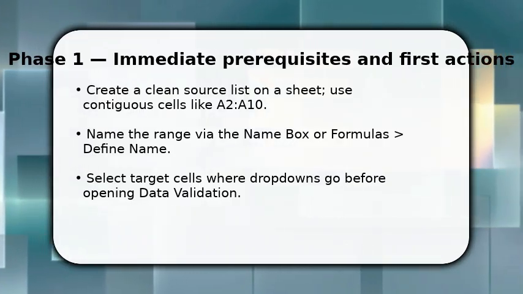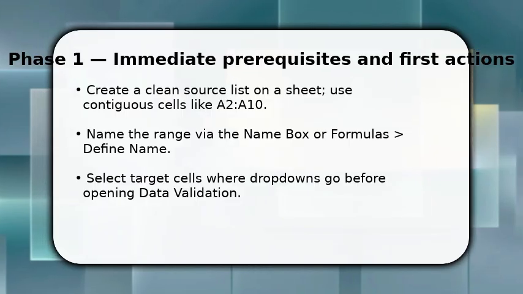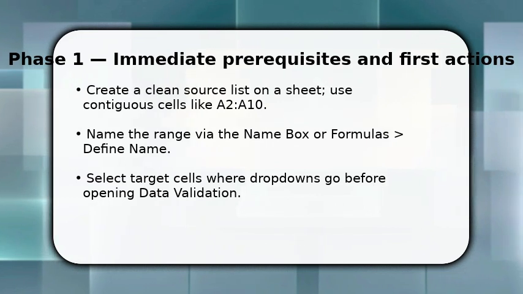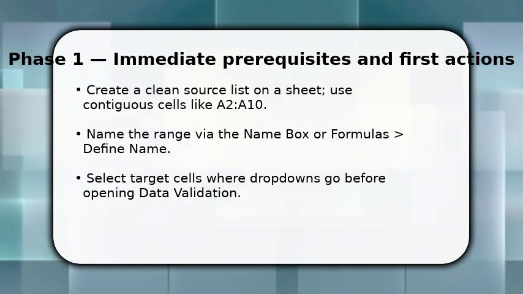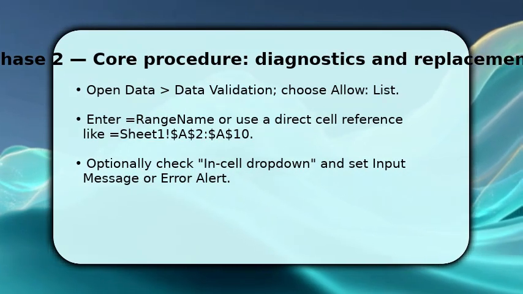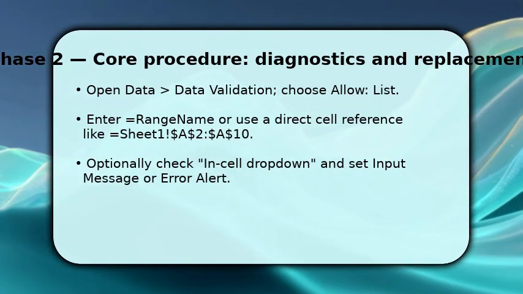Next step, open data validation. This is the action that links your target cells to the named list. You now set the actual dropdown. With your target cells selected, open data validation and choose Allow List. This tells Excel to limit entries to predefined choices.